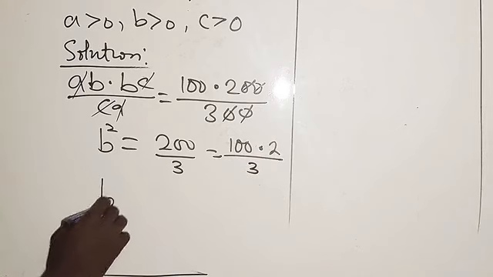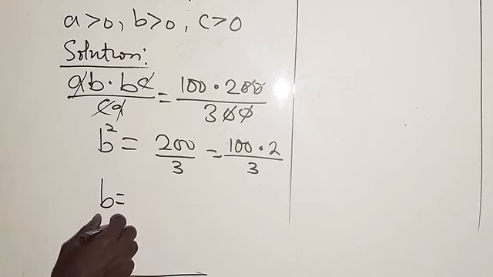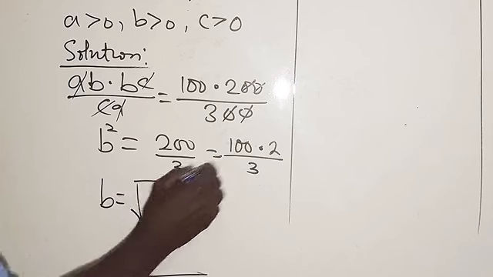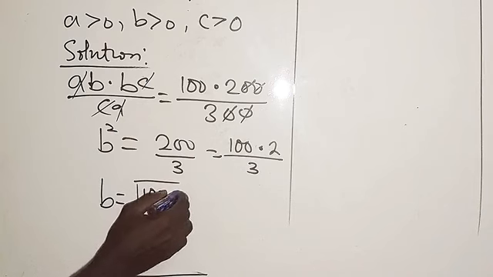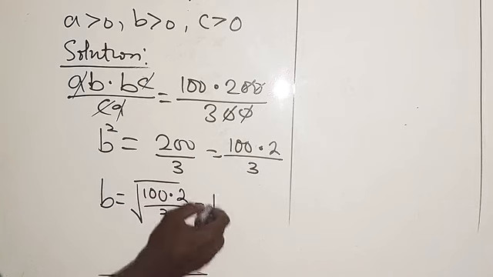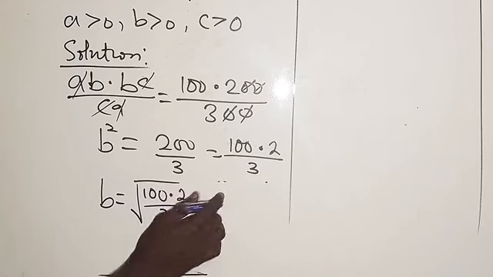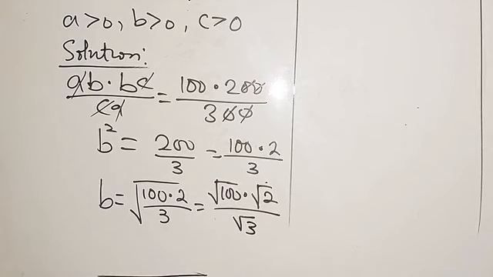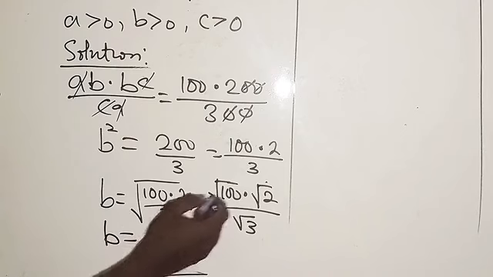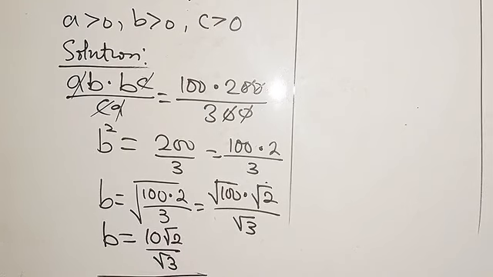So now from here, to get the value of B, don't forget that B is greater than 0, so we are only interested in the positive number. So we take the square root of 100 multiplied by 2, then over 3, like this: root 100 multiplied by root 2. Are you following? So from there you have B equal. Root 100 is going to give us 10, we have root 2.